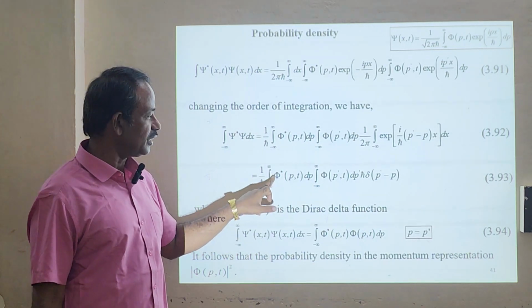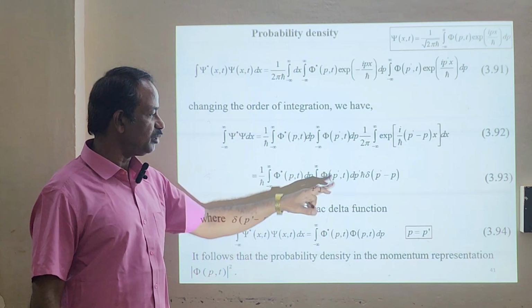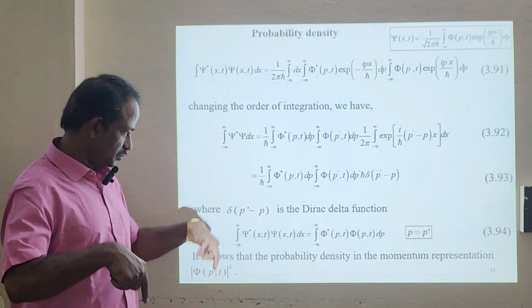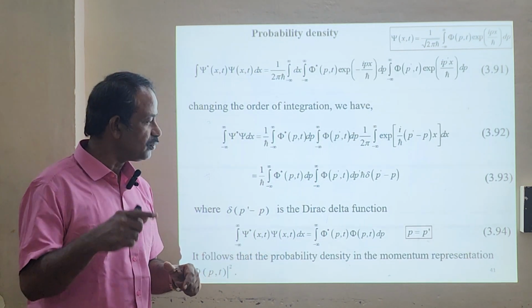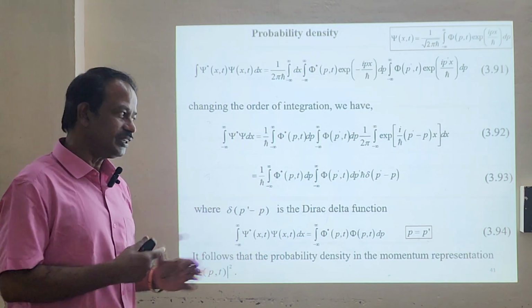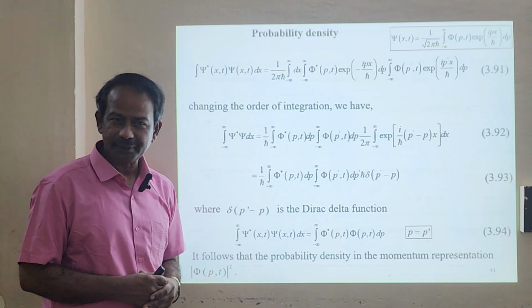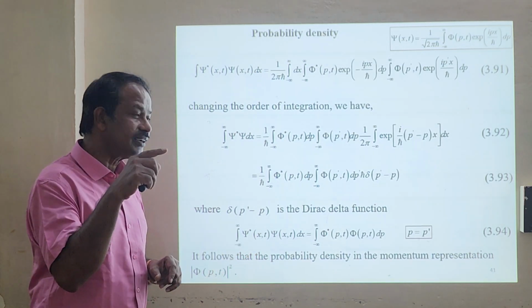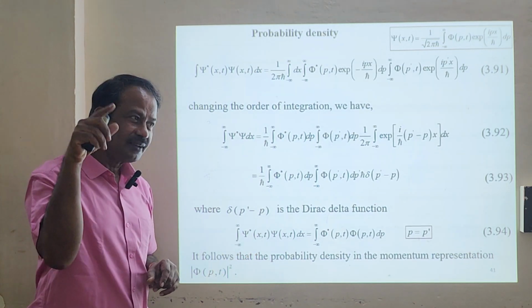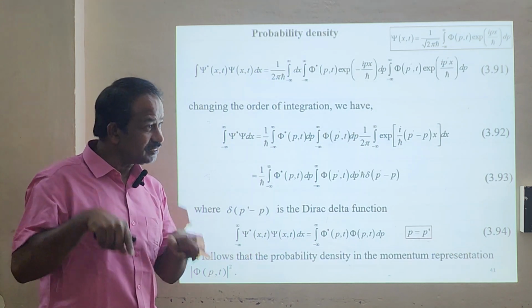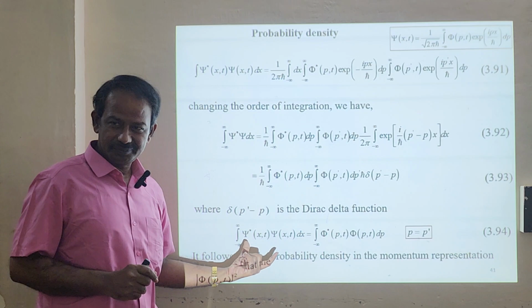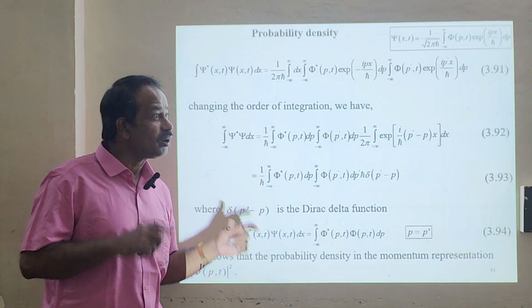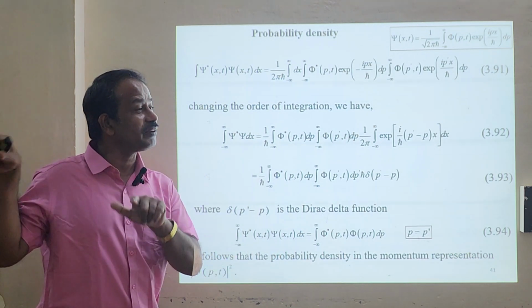So you will get the integration of phi star phi dp dp prime. So remove the integral also, you will get psi star psi, which is equal to phi star phi. You can remove the integral, it doesn't matter. So that is nothing but mod psi squared equals mod phi squared. Correct? Mod psi squared equals mod phi squared.